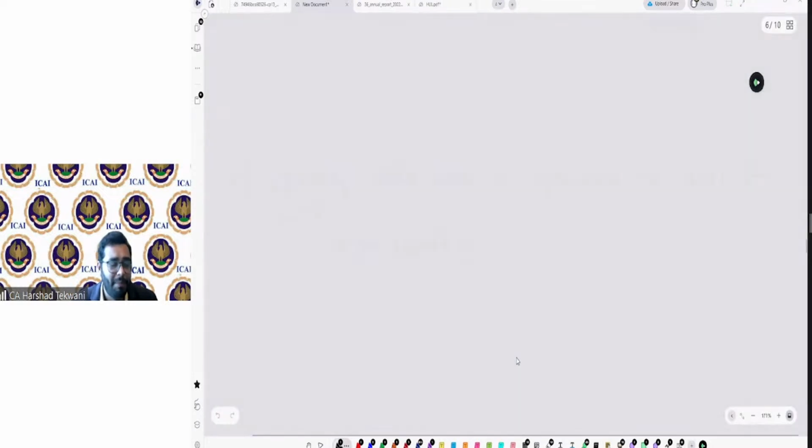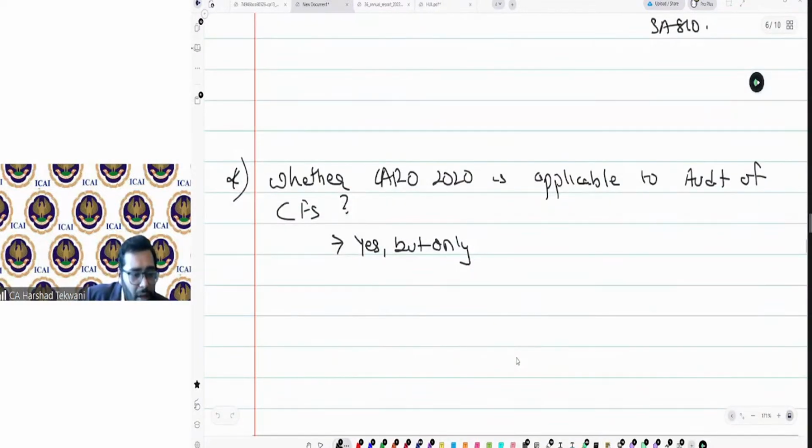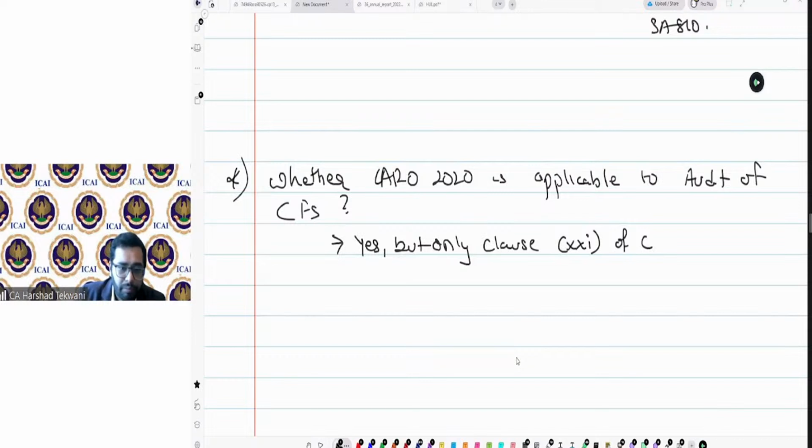So yes, it is applicable, but only clause 21 of para 3. That's it. Nothing much.